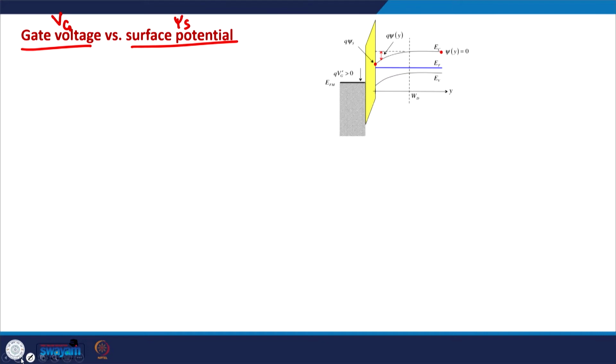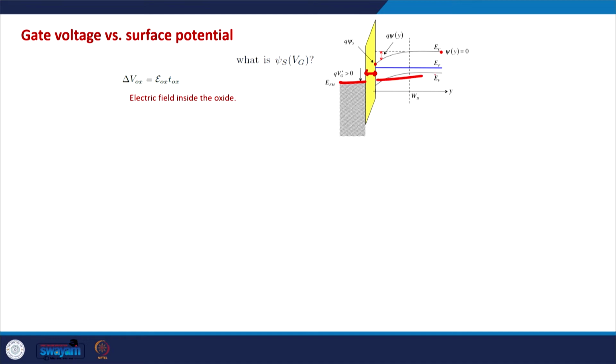So to start with, what is it that we are trying to find out? We are trying to find out a relationship between psi s and Vg, or we are trying to see how psi s is a function of Vg, because Vg is the independent variable, psi s is the dependent variable. Psi s depends on the applied Vg. So one way to understand this is that the voltage that we apply on the gate terminal is dropped in the oxide and in the semiconductor.